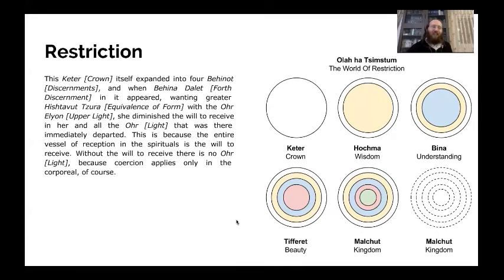Restriction. This Keter, crown, itself expanded into 4 Bechinot, discernments. And when Bechina Dalet, the 4th discernment in it, appeared, wanting greater Hishtavut Tzura, equivalence of form, with the Or Elyon, upper light, she diminished the will to receive in her, and all the Or, light, that was there immediately departed. This is because the entire vessel of reception in the spirituals is the will to receive. Without the will to receive, there is no Or, light, because coercion applies only in the corporeal, of course.